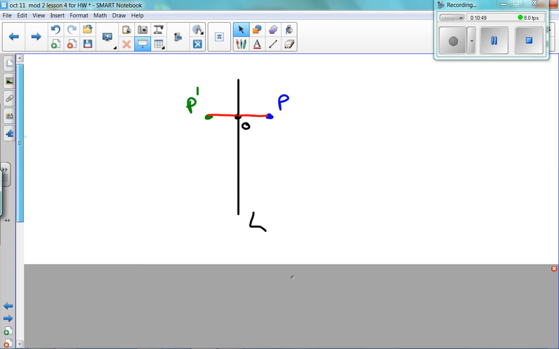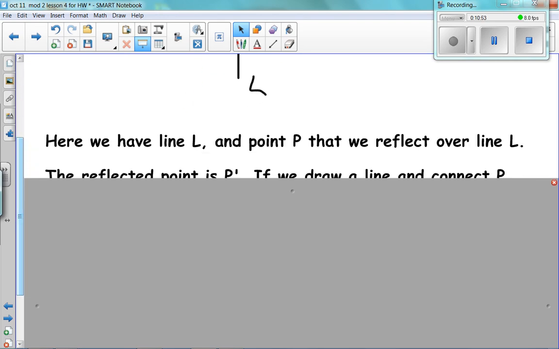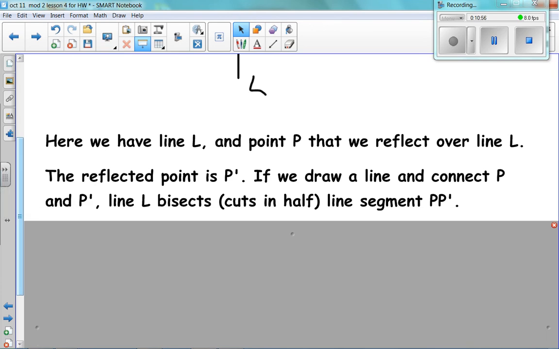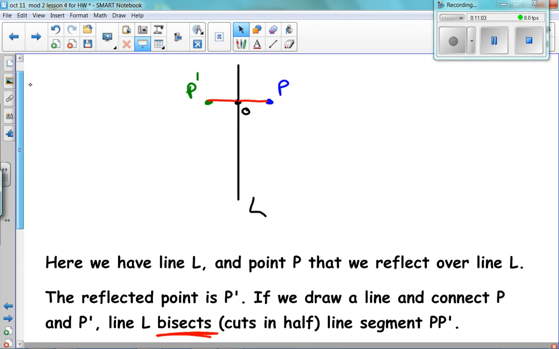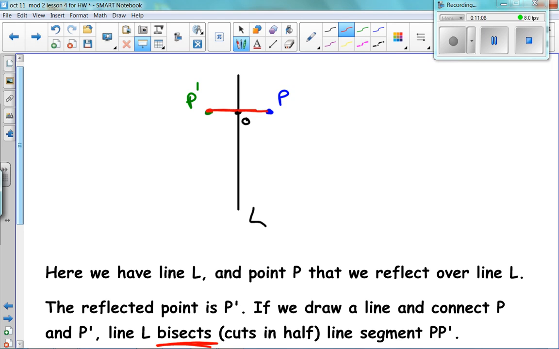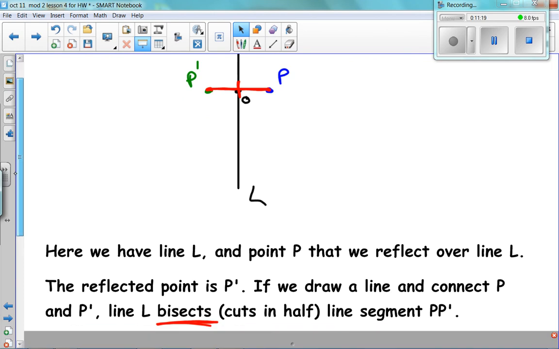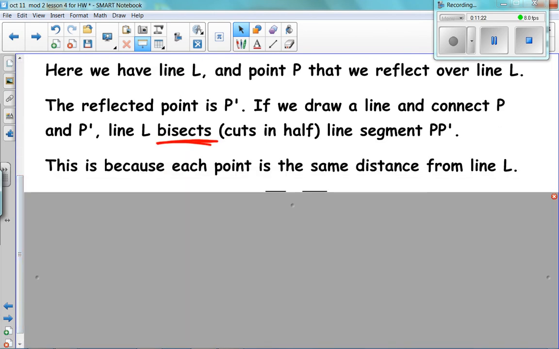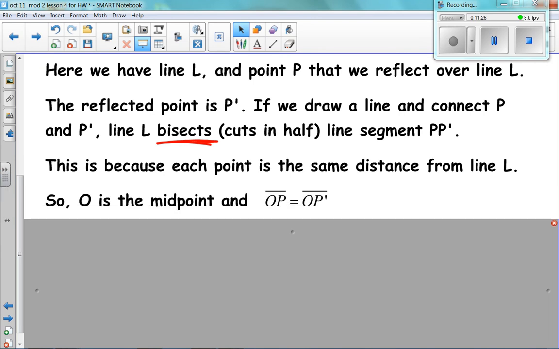So because of that, we can make another rule or another property. That the line bisects, or cuts in half, the segment here. If we connected these two, like I did here, that means this line right in the middle is bisecting, or cutting in half, the segment we just created. This is because each point is the same distance from L. So O on the line is the midpoint, and OP is equal to OP prime.